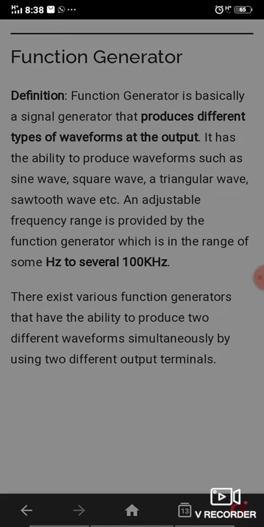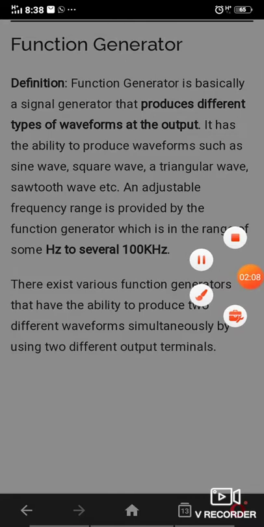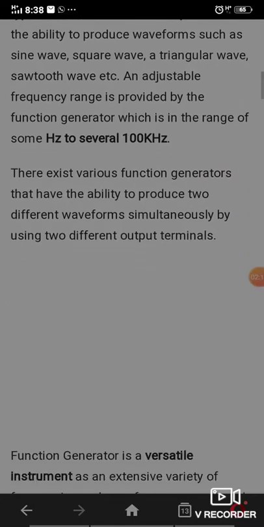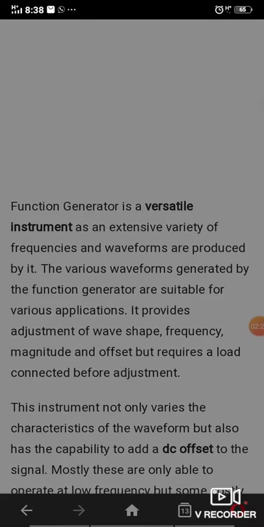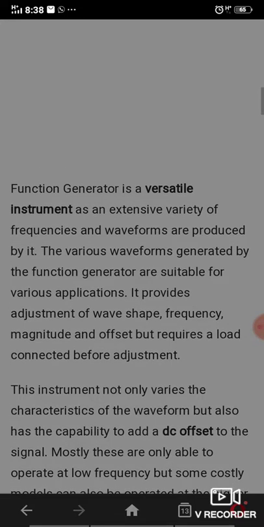There exist various function generators that have the ability to produce two different waveforms simultaneously by using two different output terminals. A function generator is a versatile instrument with an extensive variety of waveforms produced by it. The various waveforms generated are suitable for various applications. It provides adjustment of waveform, frequency, magnitude and offset, but requires a load connected before adjustment.